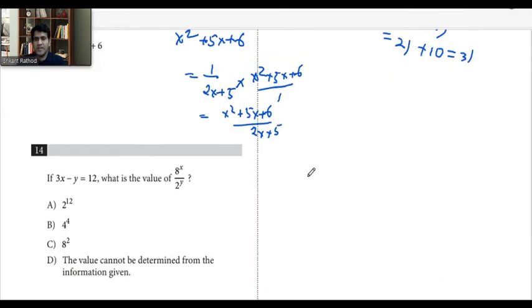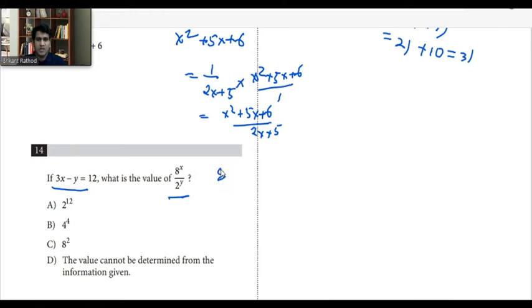Okay, if 3x minus y is equals to 12, what is the value of 8 to the power x divided by 2 to the power y? So this is basically an exponential question. So this is an equation and this is an expression. So how do I simplify this expression now, which is equivalent to which of the following here they are saying? Now look at, as it is an exponential question, exponentials are used only when their bases are same. But here base is 8 and here it is 2. Then how do you convert the bases to be same?